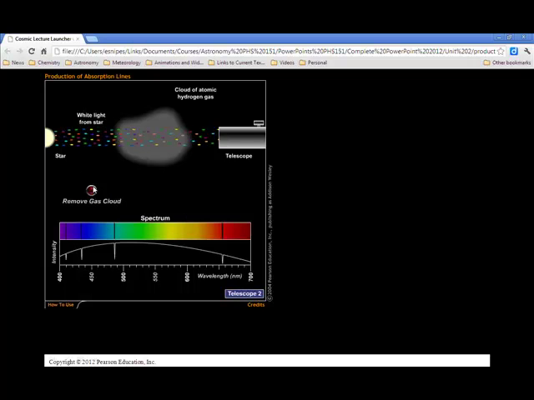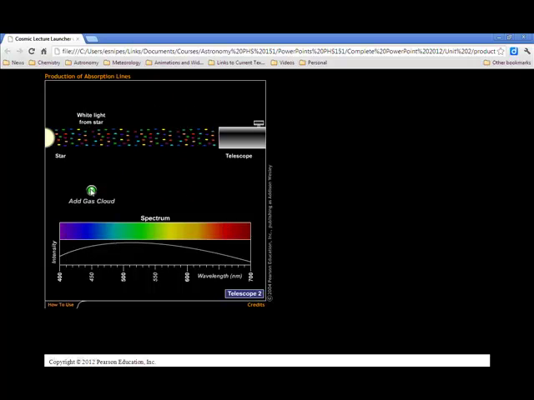Let's add a gas cloud. Isn't this cool? This gas cloud has atoms, and around those atoms are electrons. Specific to what element those atoms are, the electrons are going to rob some of the energy at particular wavelengths of that continuous source. Notice they're showing those wavelengths being kicked out of the stream of light coming to the telescope. So instead of the continuous source we saw before, we see dark lines. I'll remove the gas. Now add the gas.